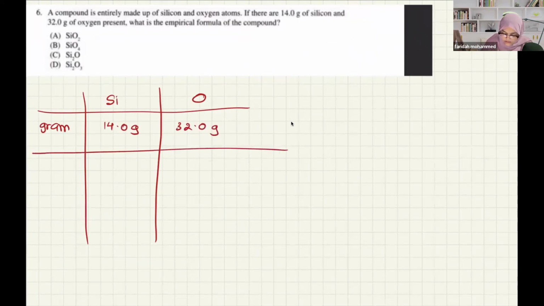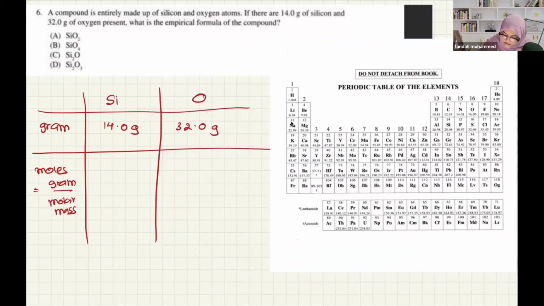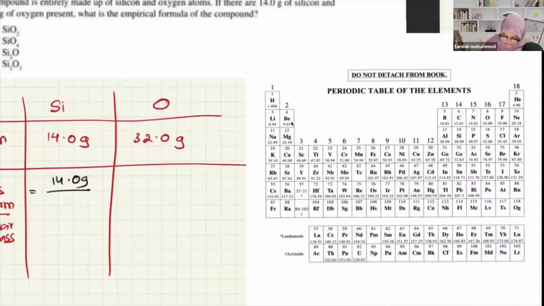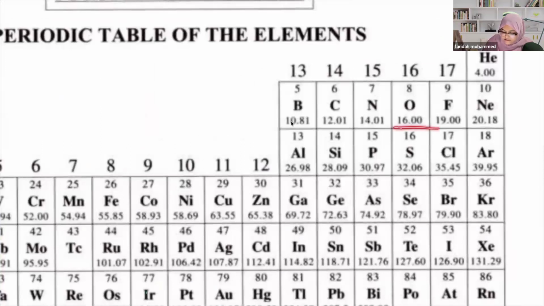The second row, we're going to calculate the moles, right? So mole is grams divided by the molar mass. We're going to look at the periodic table to figure out the molar mass. For silicon, we have 14 grams divided by the molar mass of silicon, which is 28.09 grams per mole, because the unit for molar mass is grams per mole. And then we do the same for oxygen: 32.0 grams divided by the molar mass of oxygen, which is 16.00.